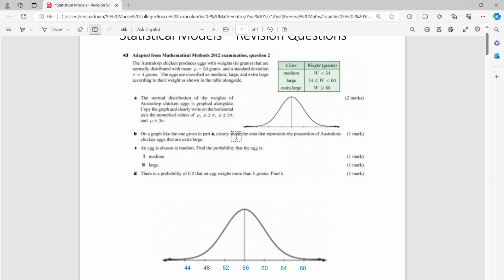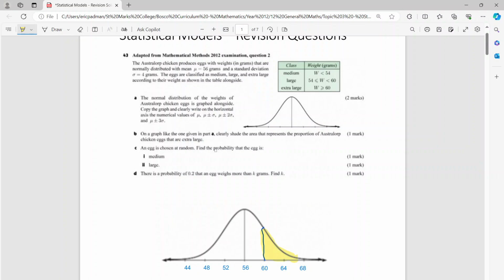Okay, on the graph alongside, show the area that represents the proportion of chicken eggs that are extra large. So above 60. What we could do is a little line. Do I have a line tool in this thing? I don't think I do. Nope. We're just going to freehand draw that. It's a bit wonky, you get the idea. And maybe we'll get a highlighter in here. So all that area in there, everything above 60 is that part. So that's the extra large.